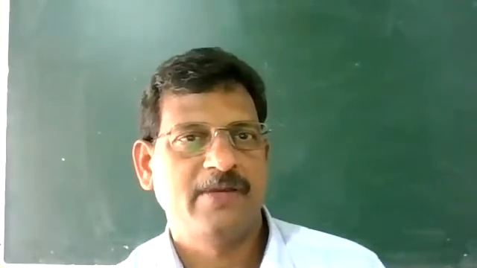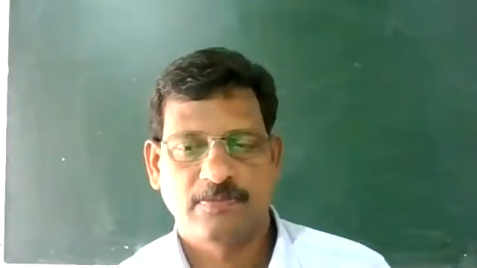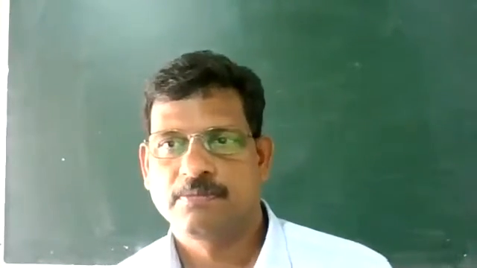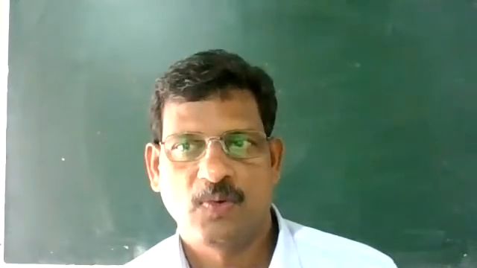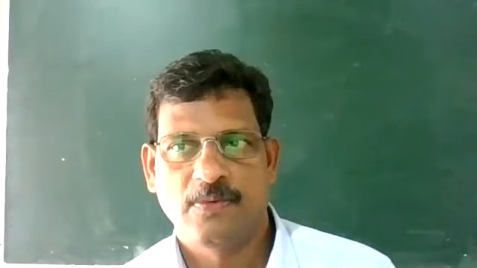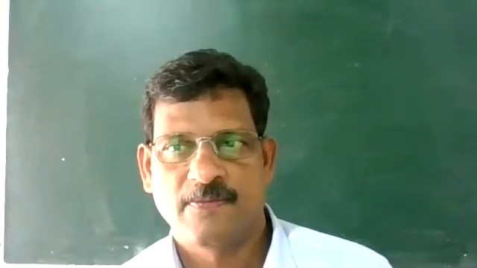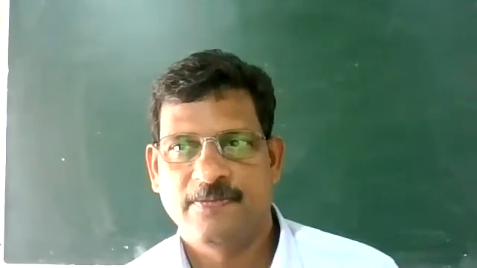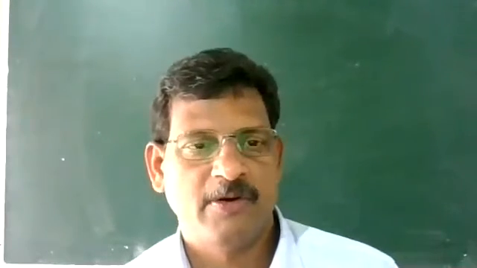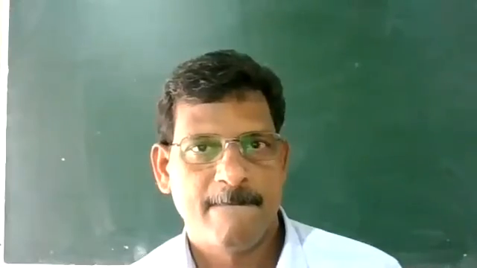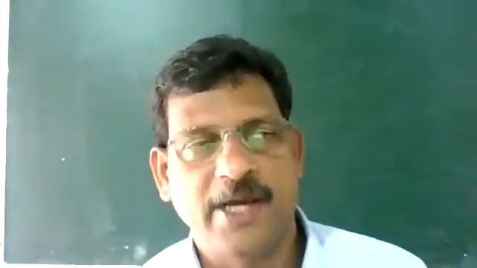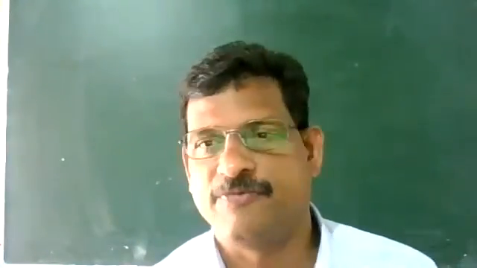Let me express magnifying power in terms of the length of compound microscope. Magnifying power in terms of length of compound microscope: L by f naught multiplied by 1 plus D by f e. Okay, L divided by the magnitude of f naught, into 1 plus D by f e.